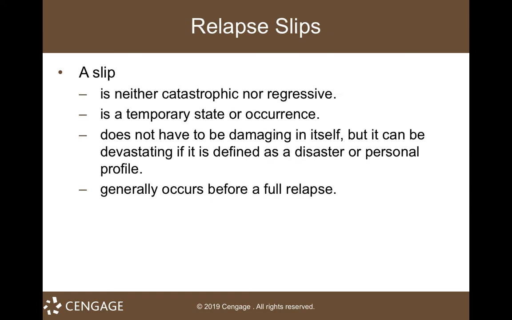Okay. So, in looking a little bit closer at this, a slip is neither catastrophic nor regressive. It gives us information. It's temporary, and it doesn't have to be a horrible thing. If it's shamed or defined as a disaster or something horrible, then that might lead a person to a full-blown relapse. Okay? And it usually happens before a full relapse. But if the person can access support and do some cognitive work around it, some of the other techniques that we're going to talk about in this chapter, then it doesn't have to lead to a relapse and can actually really be part of success.